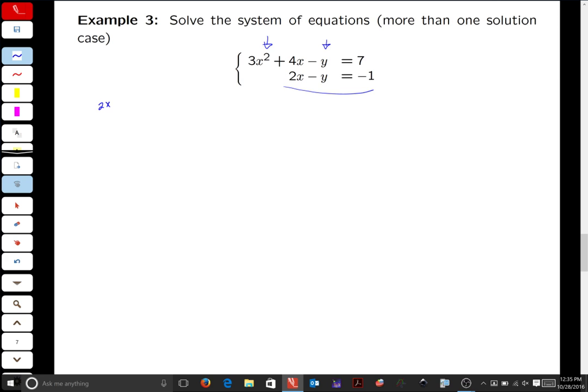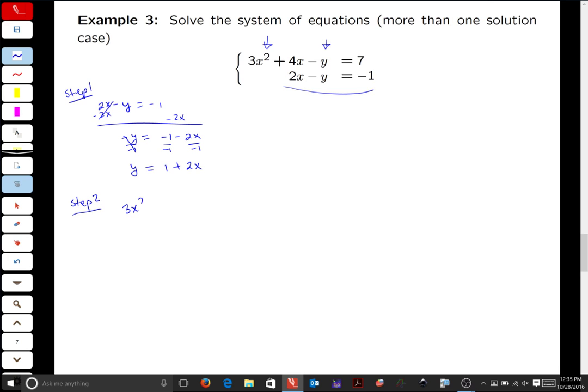So I have 2x minus y equals a negative 1. I'm going to subtract my 2x to the other side. And I have negative y is equal to negative 1 minus 2x. I want to solve for y, so what should I do? Divide by the negative 1. So I have y is equal to 1 plus 2x. This is my first step. The second step is to plug it back into the other equation.